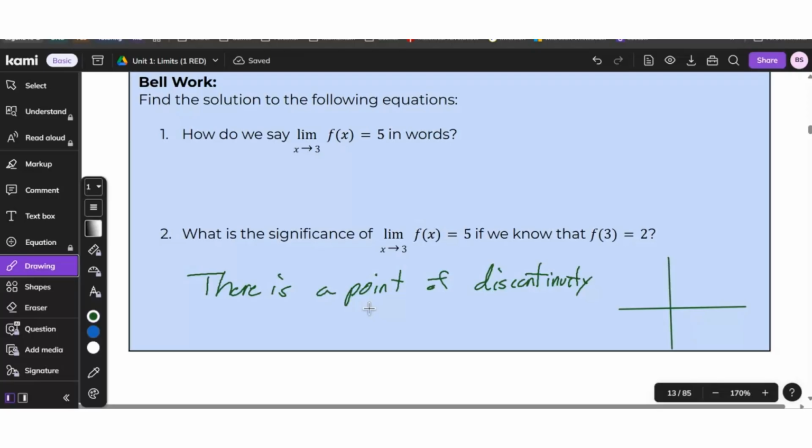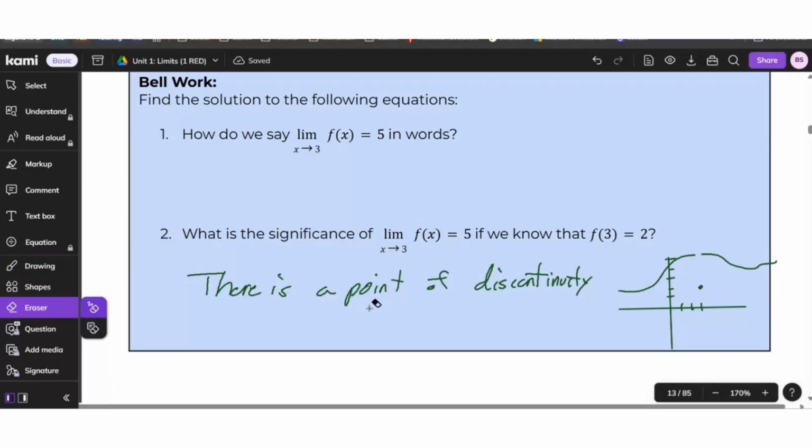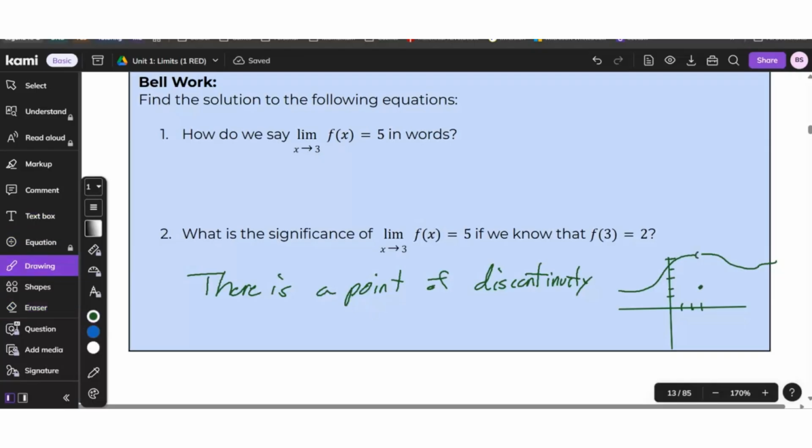And we know that at 3, it's supposed to be 5 for the limit. What you would do is put a little hole. And then at 2, that's where you'd have your little filled in dot. I'll make that more obvious. But that's basically what we know is going on, right? There is some hole there, the discontinuity, and the graph itself is down there. Does that kind of make sense?